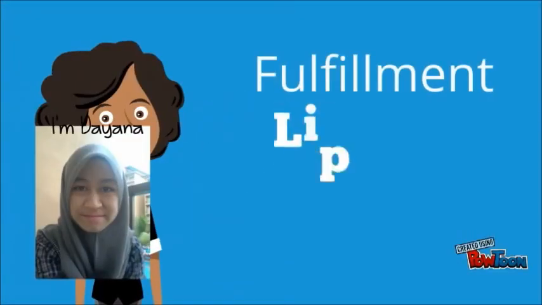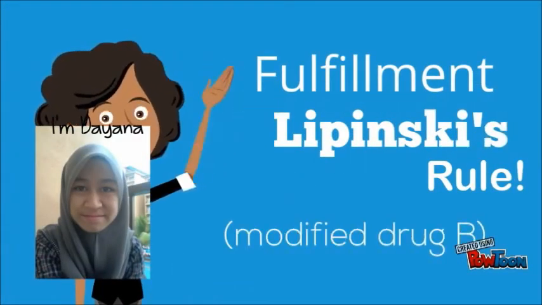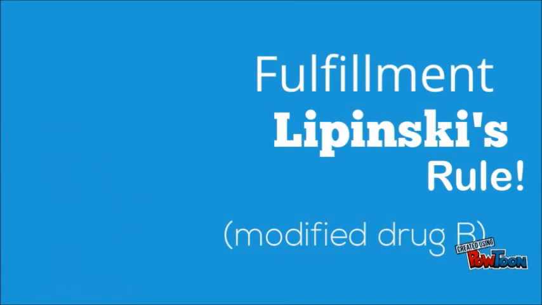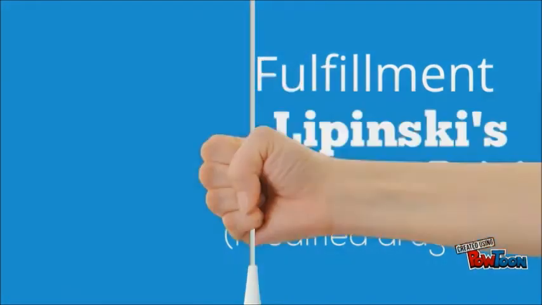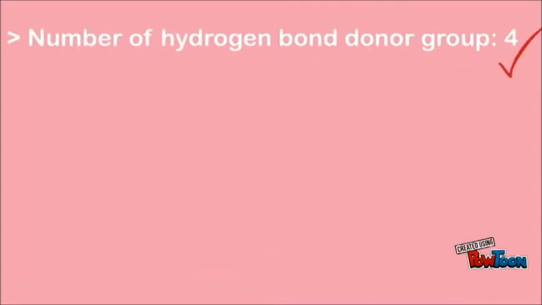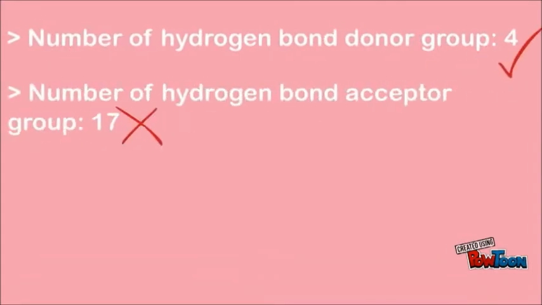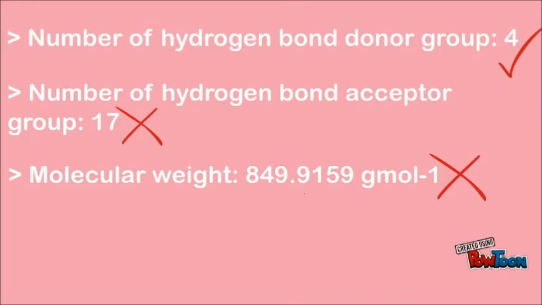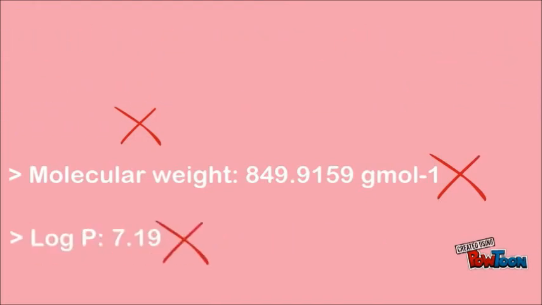I'm going to talk about the fulfillment of Lipinski's rule for modified drug B. The number of hydrogen bond donor groups is 4, the number of hydrogen bond acceptor groups is 17, the molecular weight is 849.9, and log P is 7.19.